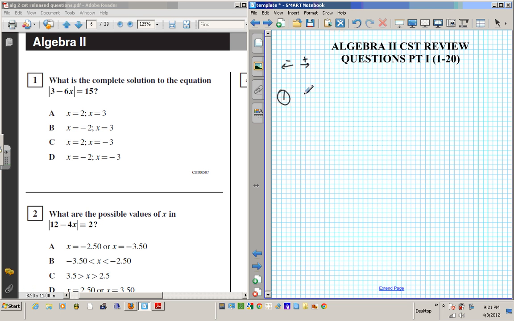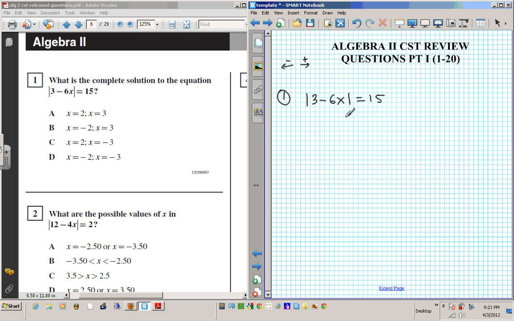So, absolute value of 3 minus 6x equals 15. You have to be really careful with the signs here. There are a lot of sign tricks here in the Algebra 2 CST. So absolute value means distance from 0 to the left or to the right. So the magnitude of this quantity from 0 is 15 to the left or to the right.